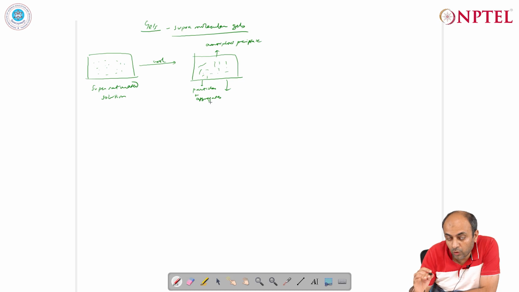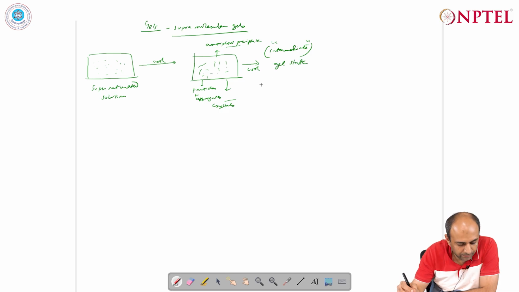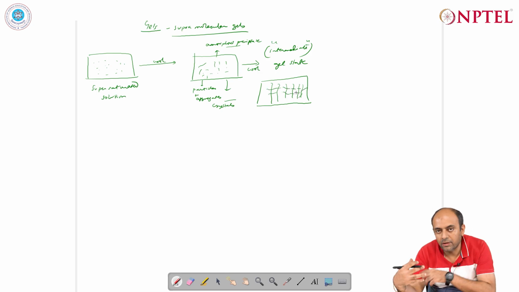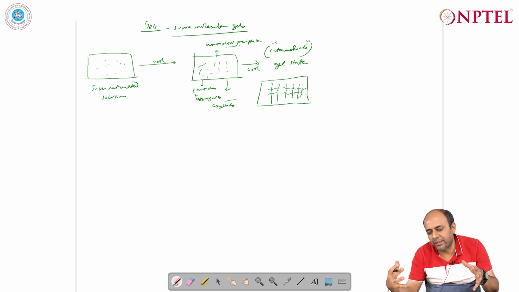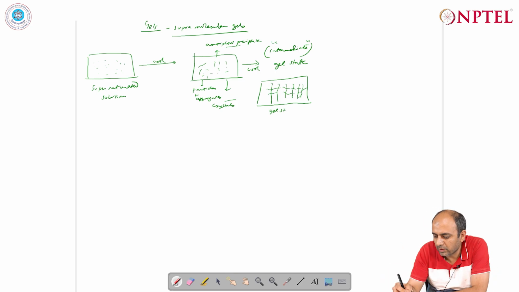If it is a very controlled and slow rate of evaporation of the solvent, it will lead to the formation of crystals. And in between the amorphous phase and the crystalline state, if we are cooling, there is an intermediate state which we refer to as the gel state, where you have these long fibrous assemblies, and these fibrous assemblies now get entangled with each other to form a 3D matrix, giving rise to the gel state.